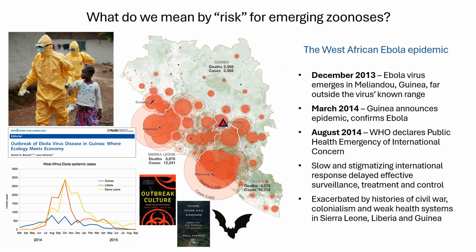And one consequence of that was that Ebola virus spread undetected for several months before it was detected officially in March 2014. And then at that point, surveillance and treatment began to be rolled out. And then there was another delay until August of that year, 2014, when the WHO declared a public health emergency of international concern. So there was a slow response here, driven in large part by the unexpected nature of the epidemic, but exacerbated by a fairly stigmatizing international response, and histories of conflict and colonialism and weak health systems within the region.